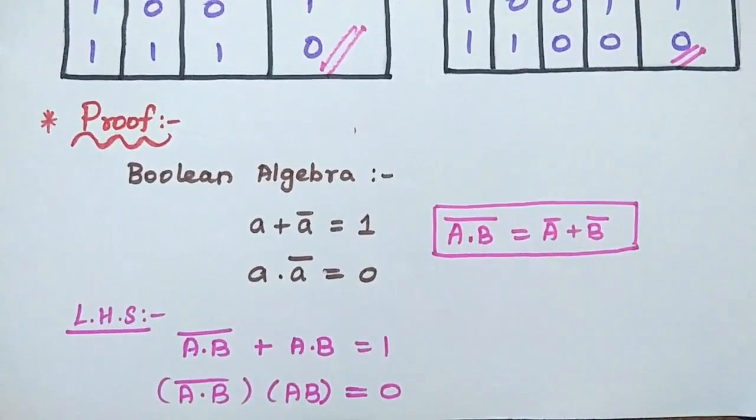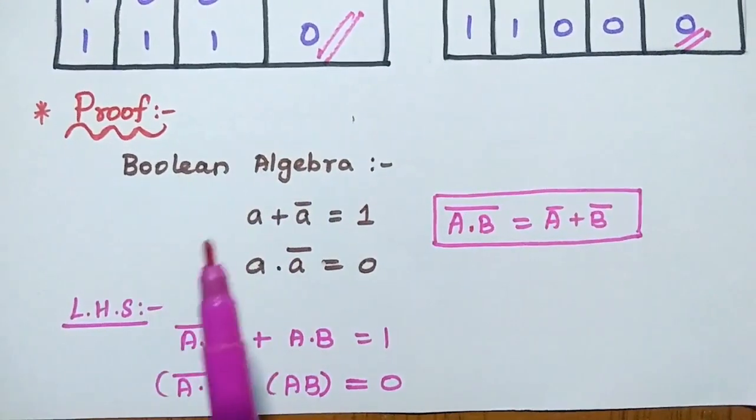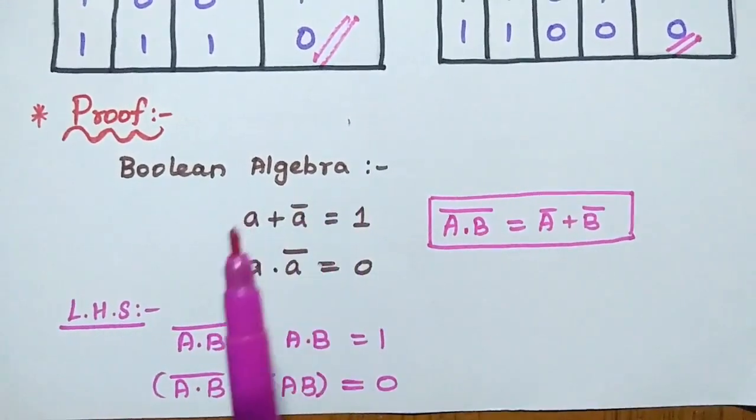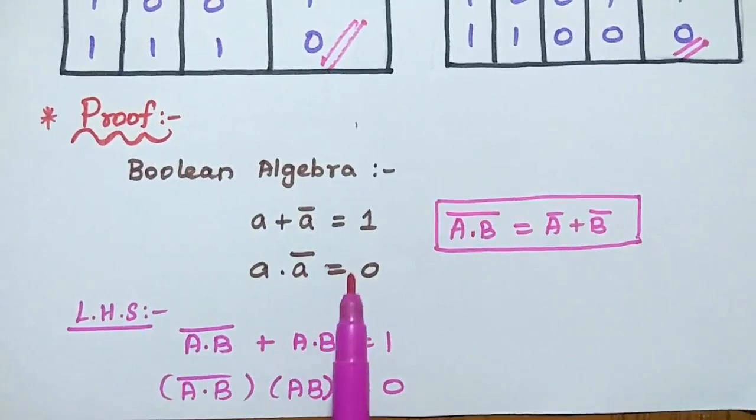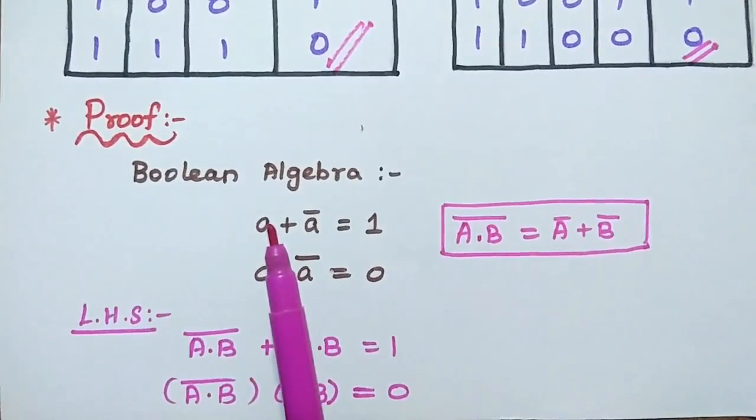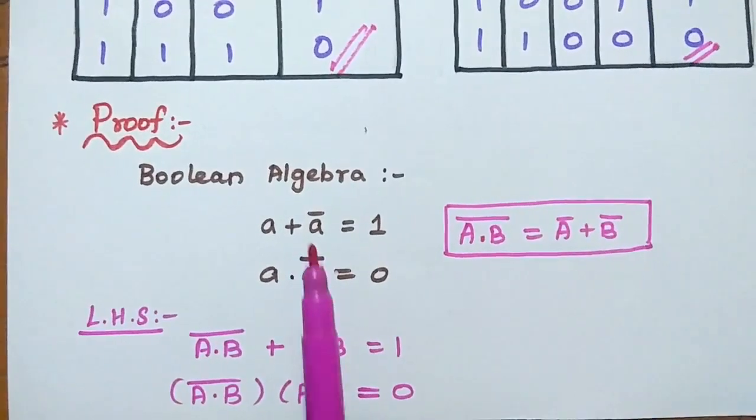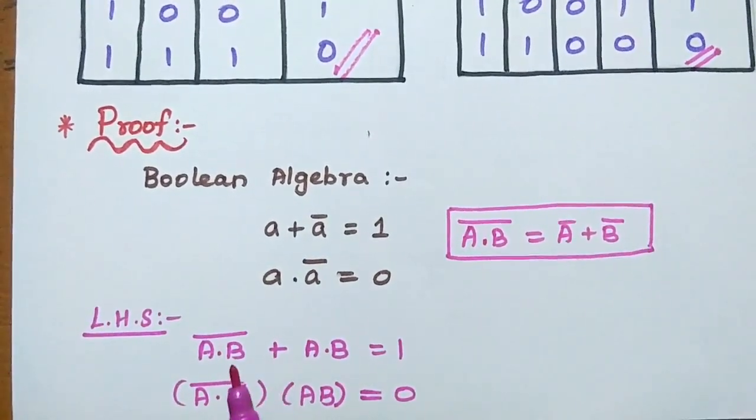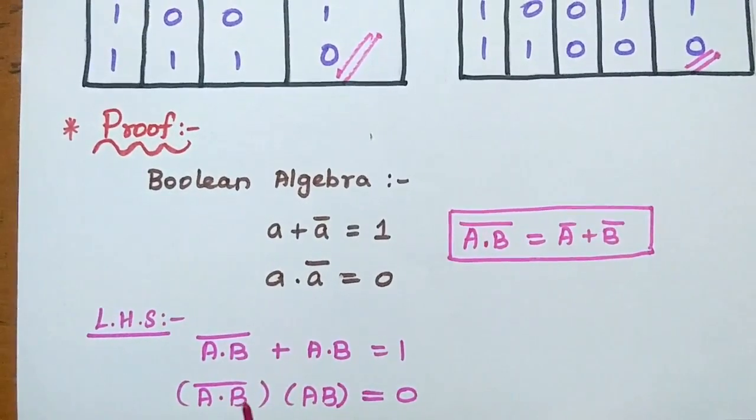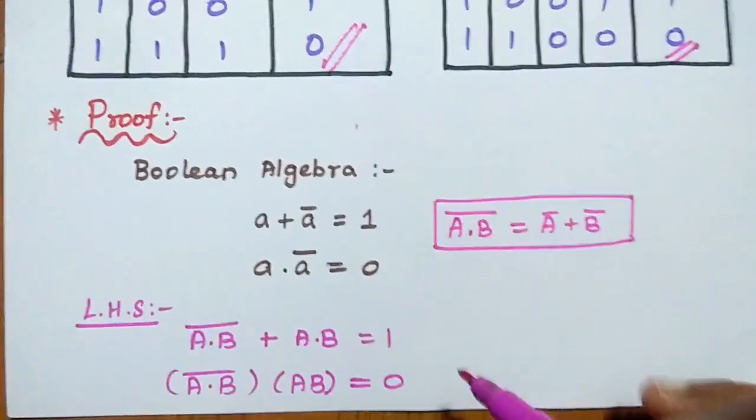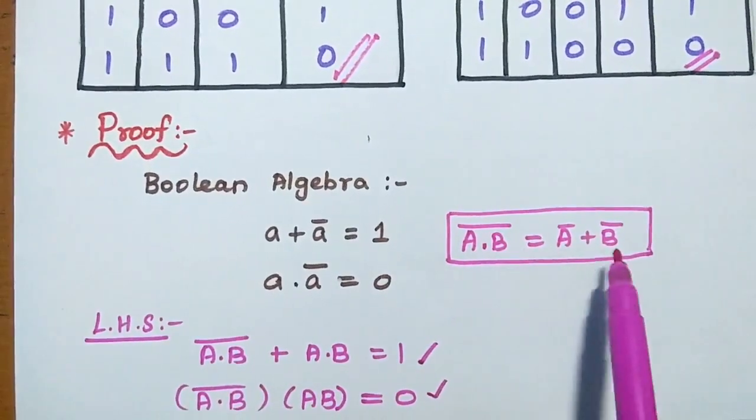So next we are going to prove DeMorgan's second theorem using Boolean algebra. In Boolean algebra, a plus a bar is equal to 1, and a dot a bar is equal to 0. Here we can consider a as a dot b. So the statement can be written as a dot b plus a dot b the whole bar is equal to 1. Likewise a dot b dot a dot b the whole bar is equal to 0. We are going to prove these two statements by using DeMorgan's second theorem.